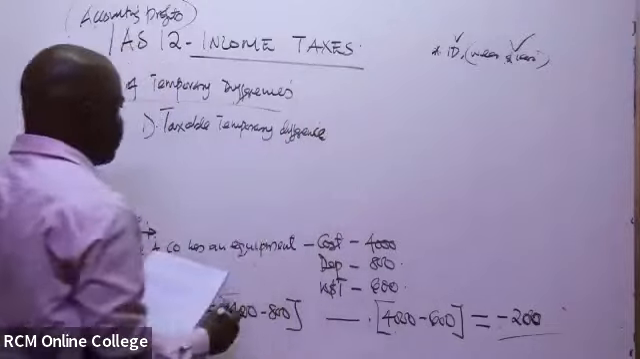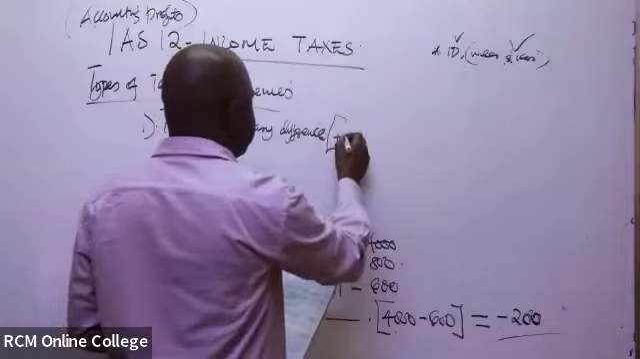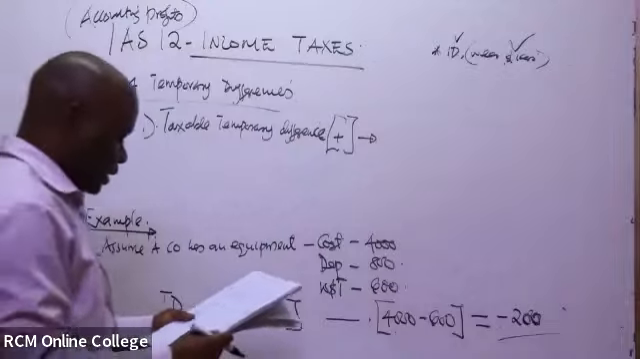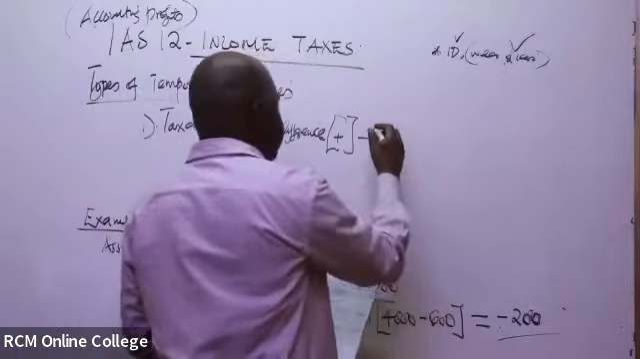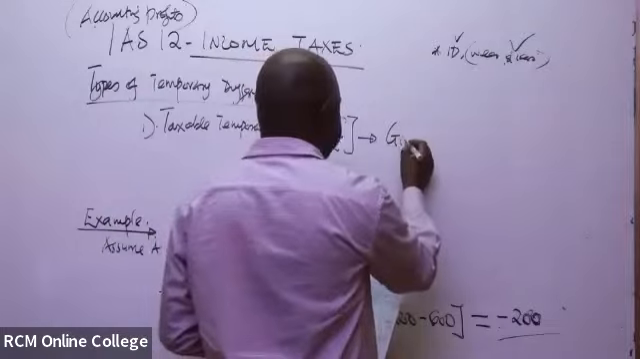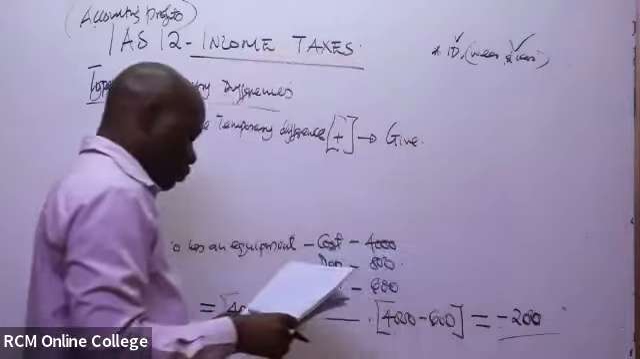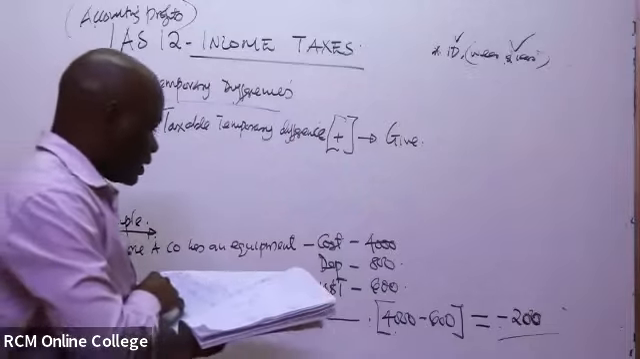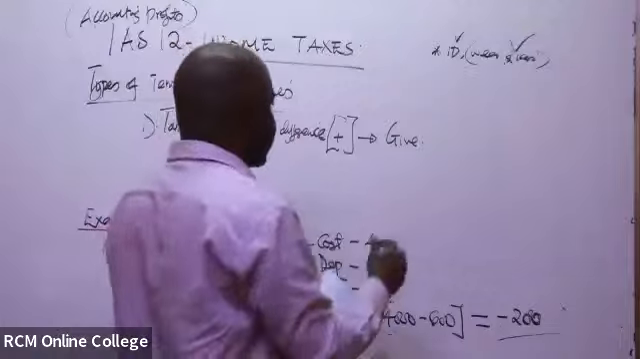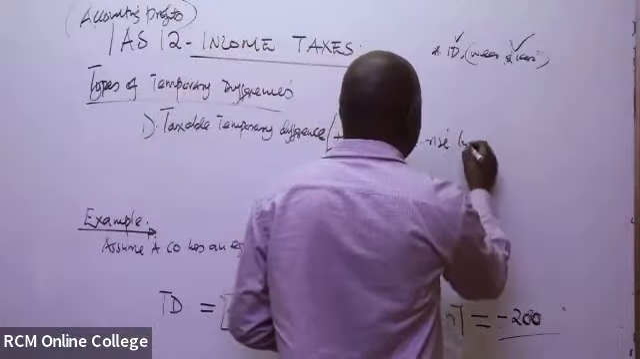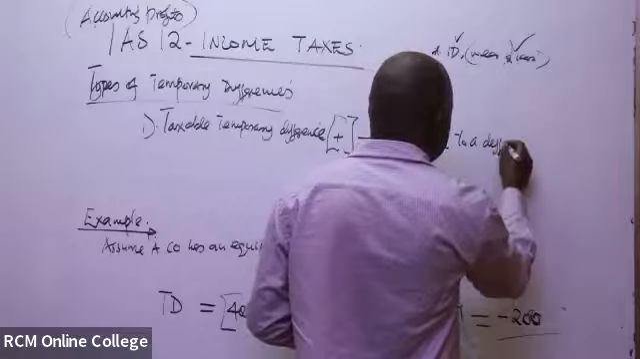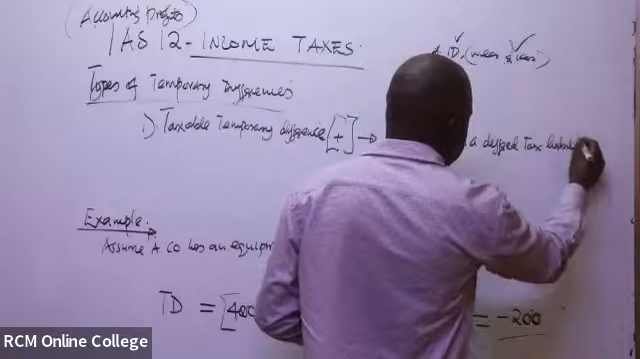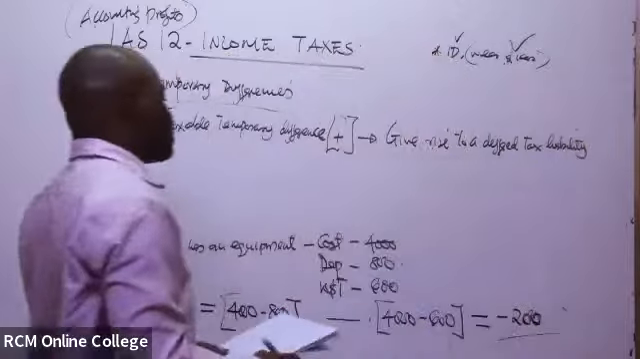We've said that if it is positive, this kind of temporary difference will give rise to a deferred tax liability. It will give rise to a deferred tax liability.